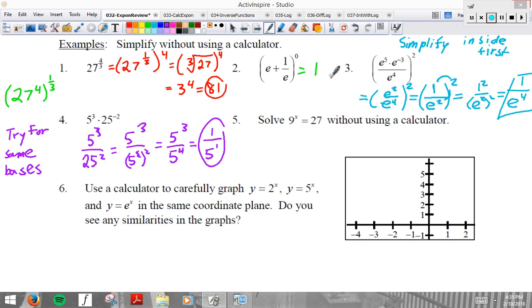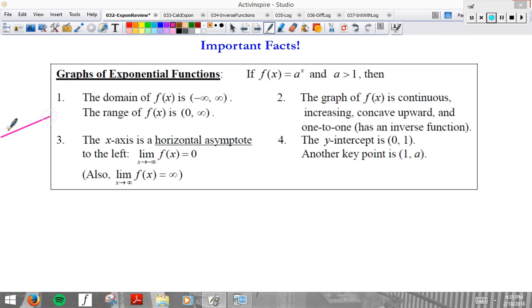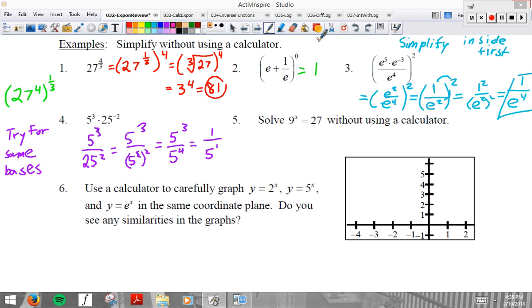Solve 9 to the x equals 27 without using a calculator. Here's the same kind of thing. We're going to try for the same bases. So 9 and 27 can both be expressed as powers of 3.